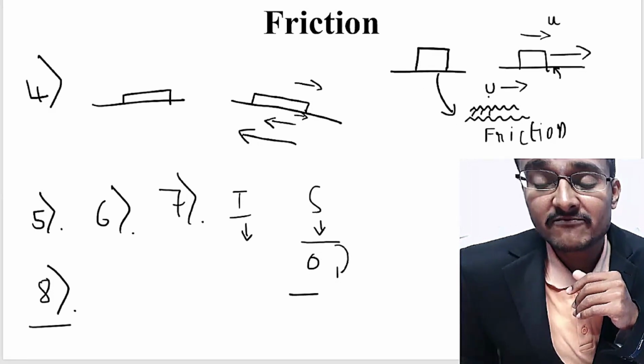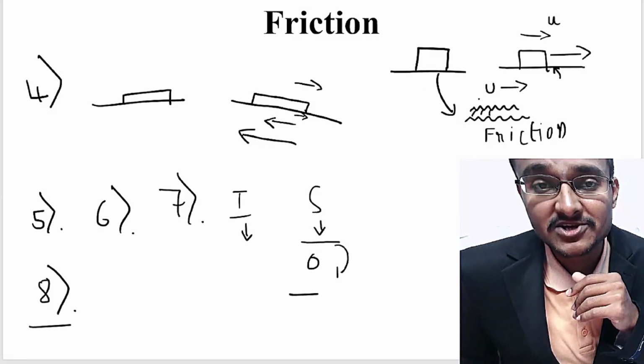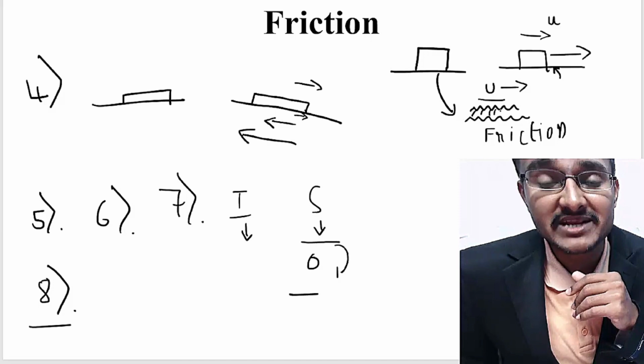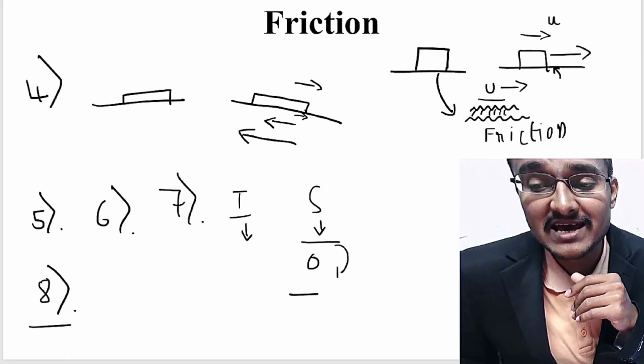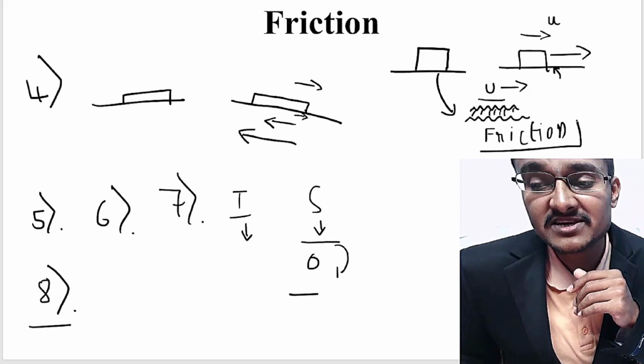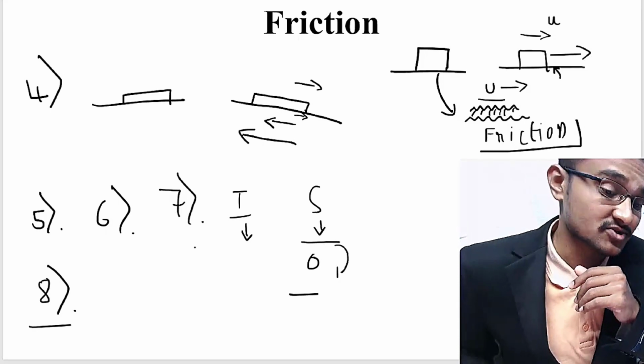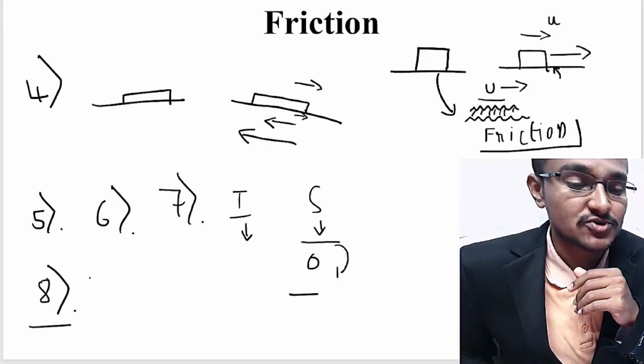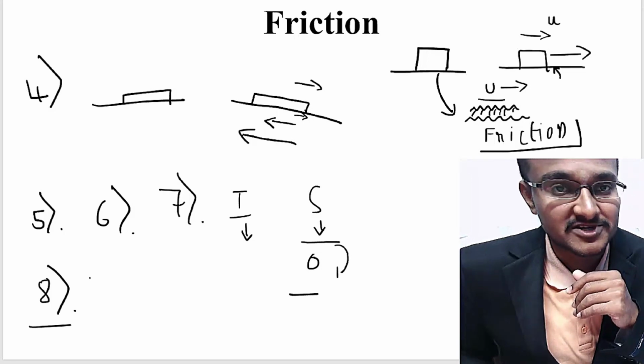Why? Because when the object is moving at a particular speed, it will constantly break the lock between the irregularities of these two surfaces. Hence the sliding friction is less than static friction. So that is the answer for this eighth question. You can write the answers in your own words.